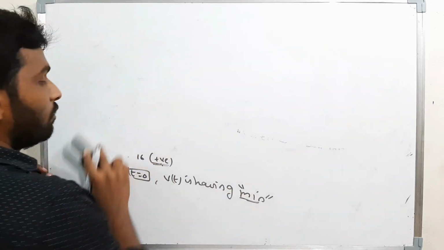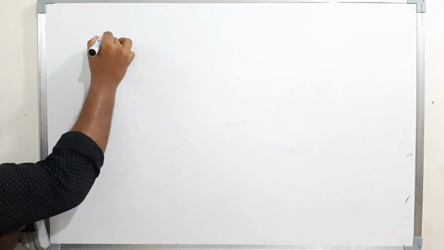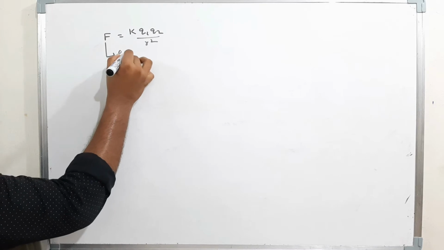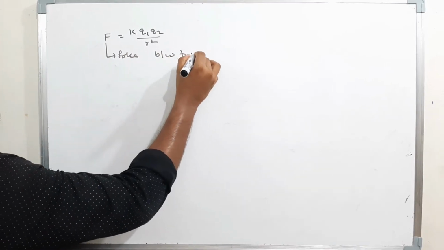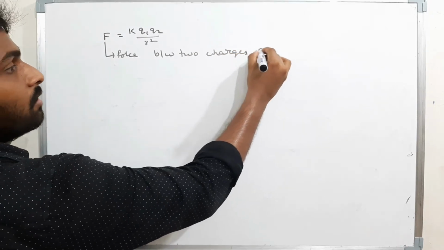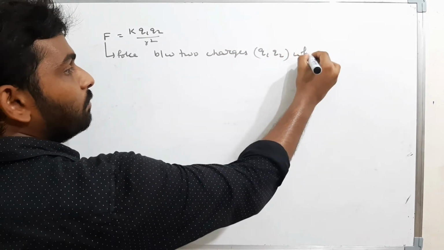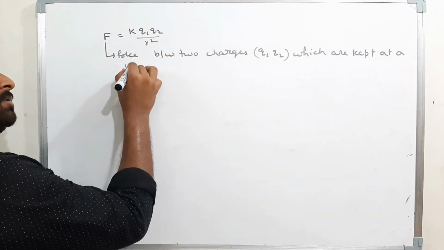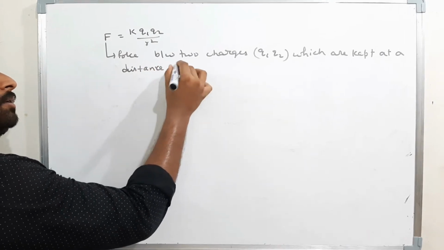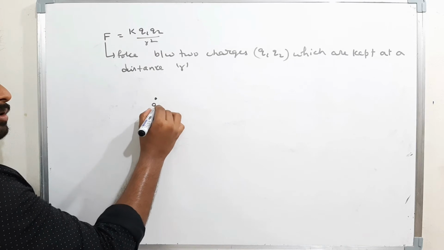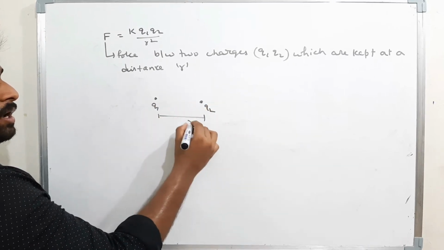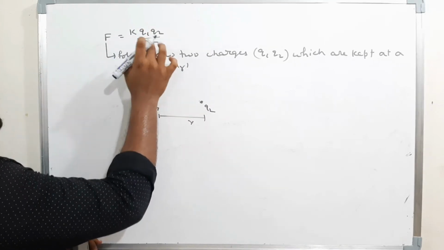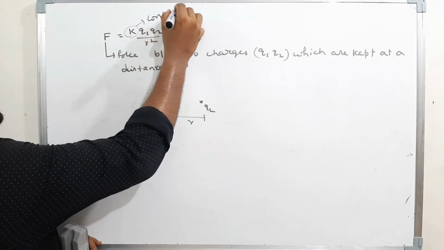We will see one last problem. They gave the force F is equal to K into Q1 Q2 by R square, where F is the force between the two charges Q1 and Q2, which are kept at a distance R. Therefore, there are two charges Q1, Q2, the distance between them is R. The force between these two charges is given by the formula F is equal to K Q1 Q2 by R square. K is nothing but a constant.